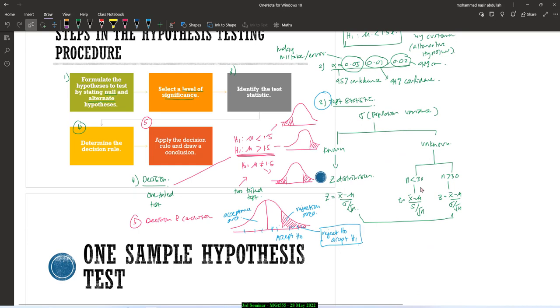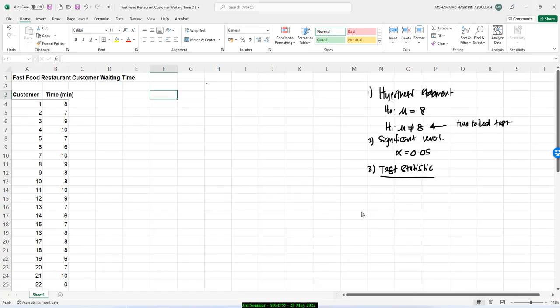So, since we don't know the population variance, we look at the sample size. When the sample size is more than 30, use Z distribution. If the sample size is less than 30, use T distribution. So we're going to use Z distribution. Z equal to X bar minus mu divided by S over square root of N.